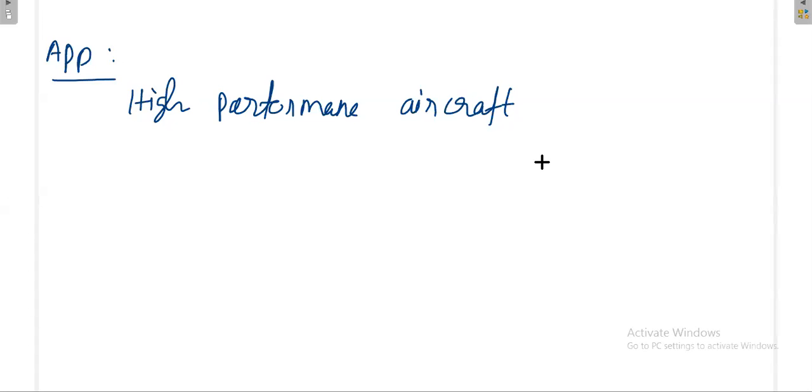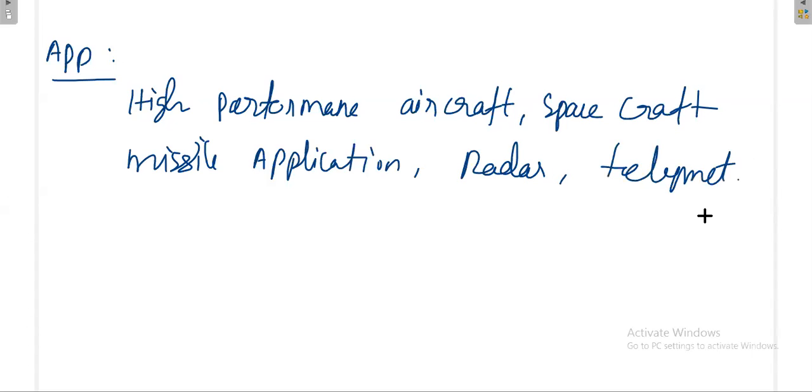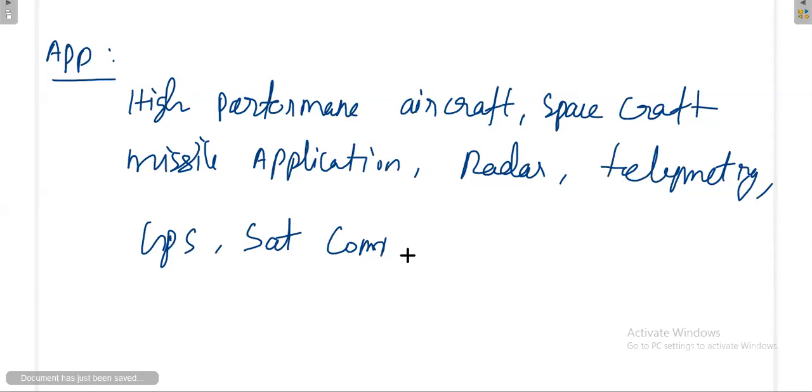So high performance aircraft, spacecraft, missile applications, radar, telemetry, GPS, satellite communication. These are all the applications of the microstrip patch antenna.